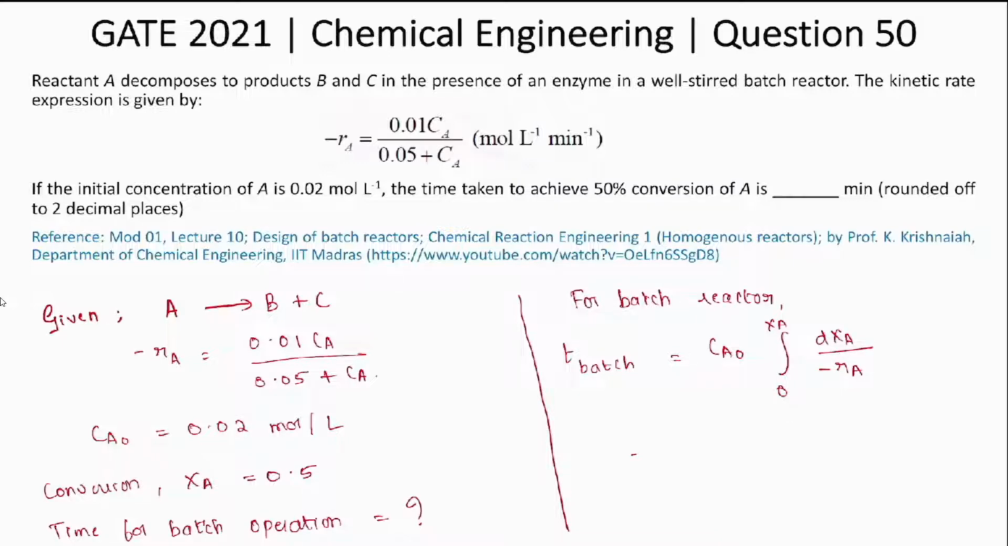And we have a lot of this data here. So we have Ca0, and we have the rate equation for Ra. All we have to do is substitute these values and integrate with the limits 0 to Xa, and Xa here is 0.5, right? So Ca0 they have given as 0.02. Then for minus Ra we can substitute 0.01 Ca by 0.05 plus Ca. So we'll get the integral equation like this.